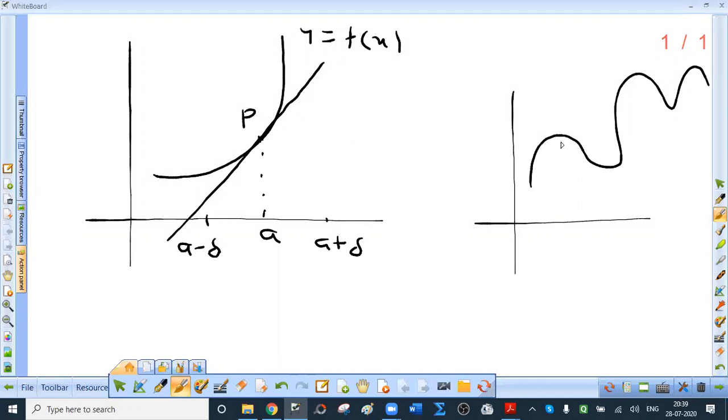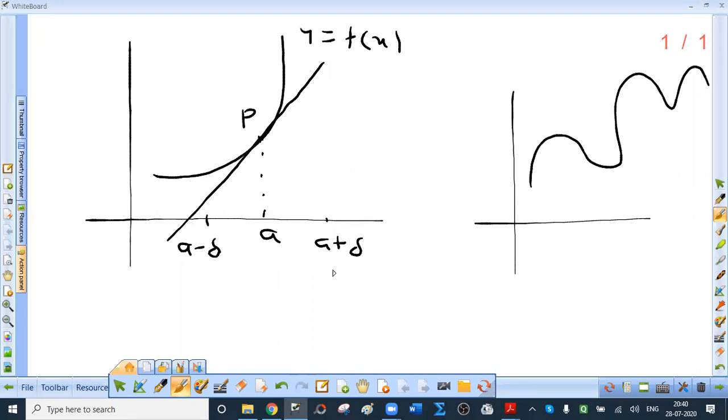See, graph of the function can be like this also. So instead of considering the complete domain, what we do is, see, this is x equal to a. We consider a very small neighborhood of a. Neighborhood means what? Very small numbers to the left of a and to the right of a. For that, we consider delta as a positive number, so that a minus delta will lie to the left of a and a plus delta will lie to the right of a.